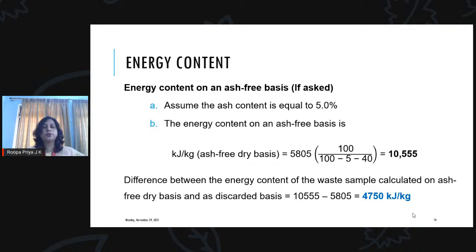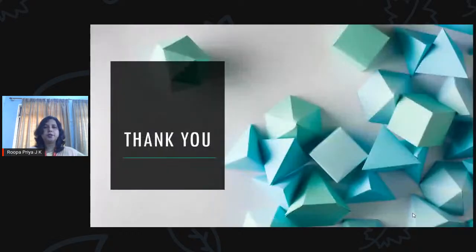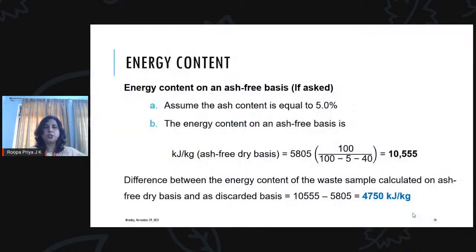So the answer to this question, the difference between the energy content of the waste sample calculated on ash-free dry basis and as discarded basis, would be 4,750 kilojoule per kg, which is 10,555 minus the unit energy content of 5,805 kilojoule per kg. So this is the calculation part of the different parameters which we have in solid waste. Thank you so much. If you have any questions, you can ask me.